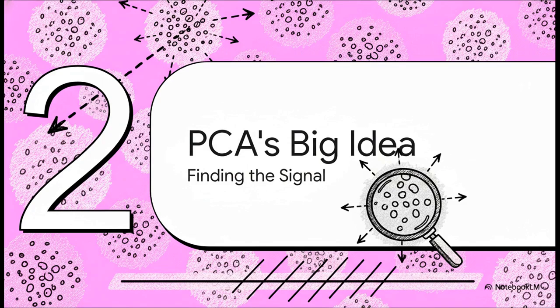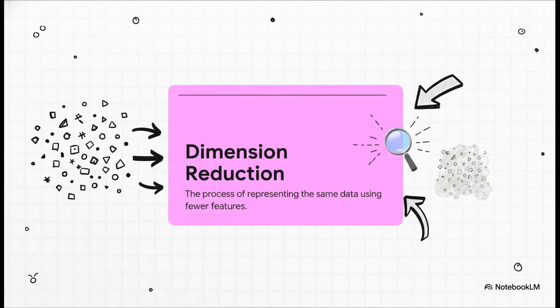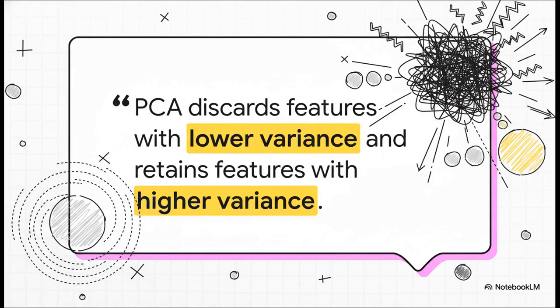So let's pull back the curtain on the core concept that makes PCA tick. The whole strategy is called dimension reduction. And honestly, the name says it all, right? It's all about taking our original high-dimension dataset and creating a new, lower-dimension version of it that still holds on to the most important information. Okay, so how does PCA decide what's important and what isn't? This is the cool part.